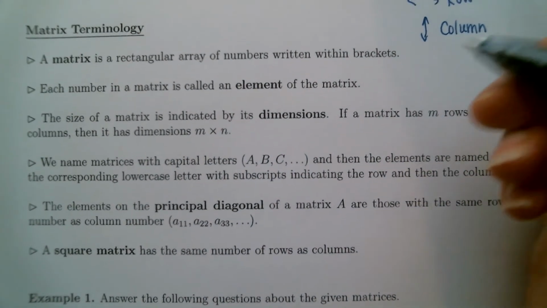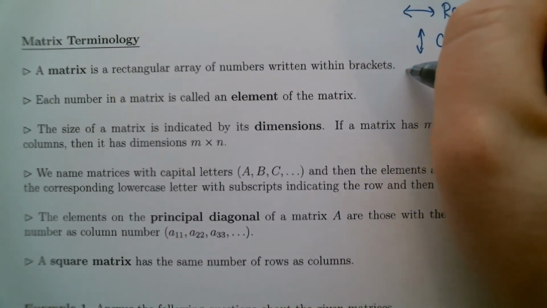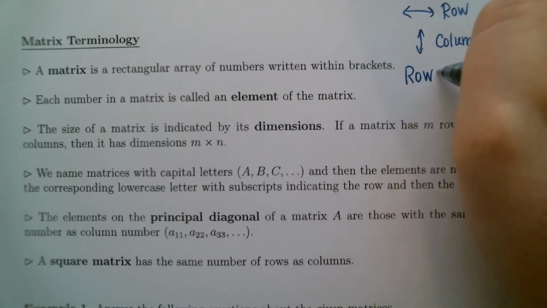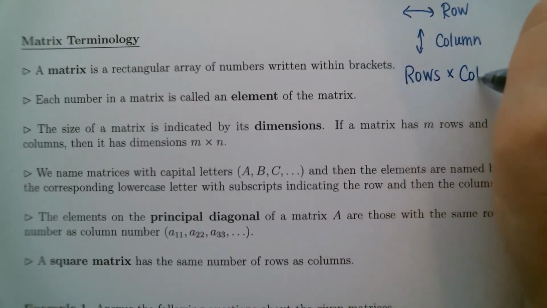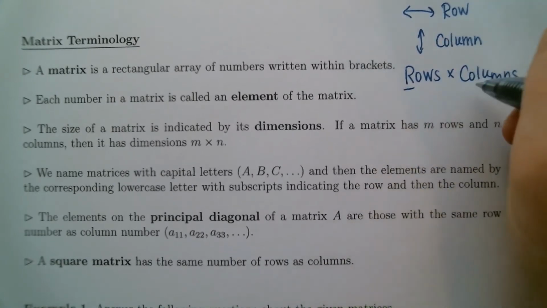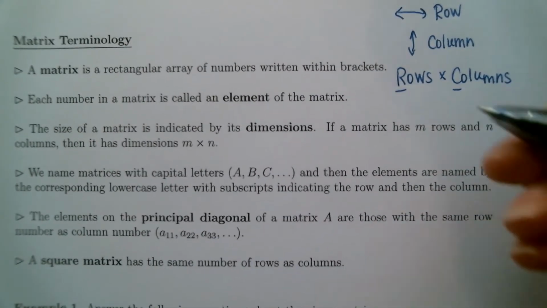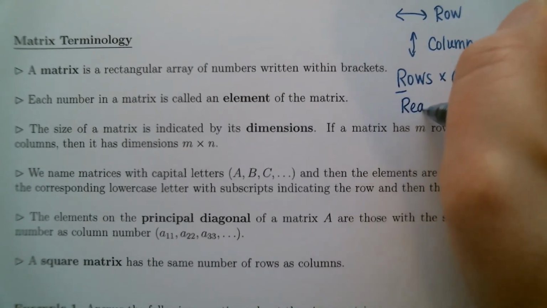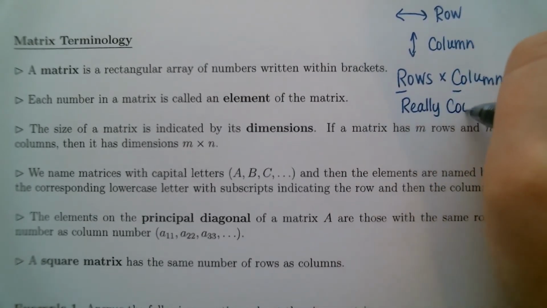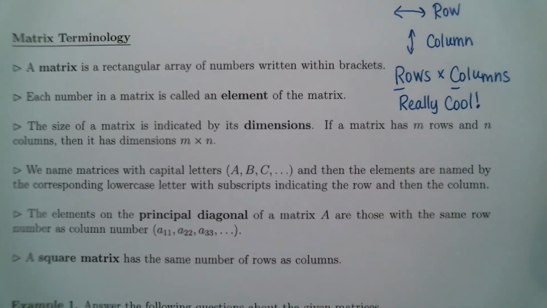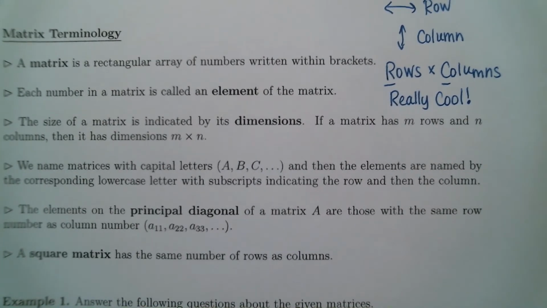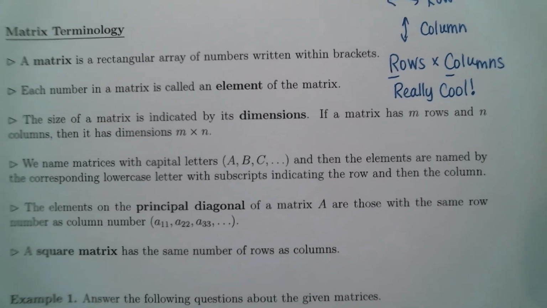What you need to remember is it's the number of rows by the number of columns. And the way to remember this is RC: think that matrices are really cool. If you think really cool, rows go first and then columns. It's always row, column. Really cool. Hopefully that'll help you remember.